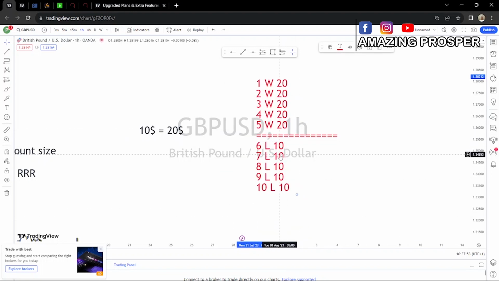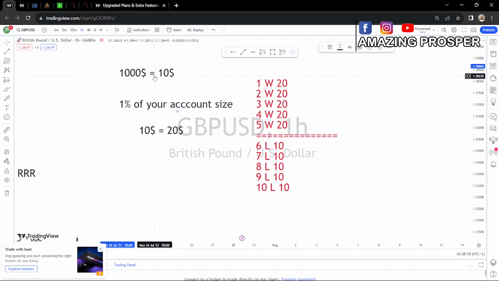So let's do it this way. Remember, this is called a 50% win ratio. You win 50% and lose 50% of your trades. So let's calculate this. You have 20, 20, 20, 20, 20. What does it mean? 20 times 5 is $100. So you have $100 in profit. Remember, you come in with $1,000. This $1,000 is now $1,100.